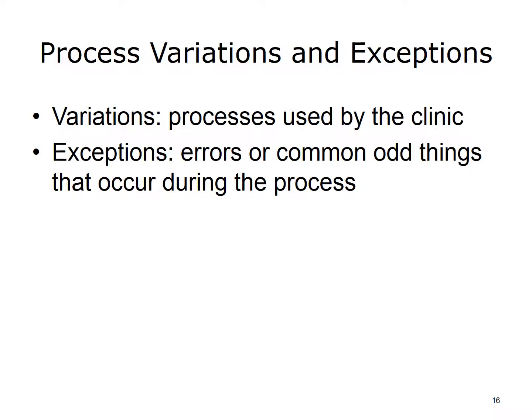Process exceptions are errors or common odd things that happen during the clinic's processes. Things like a lab sample goes bad, or a patient has to leave the appointment early. You will most likely not have the time and resources to create process diagrams that include exceptions. They are important to note because EHR functionality needs to cover expected exceptions and needs to have a generic way to handle the unexpected. In Lecture B, we will list common process variations and exceptions for processes used by most clinics.